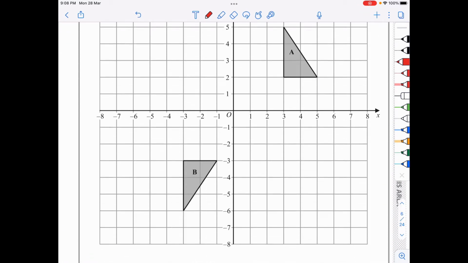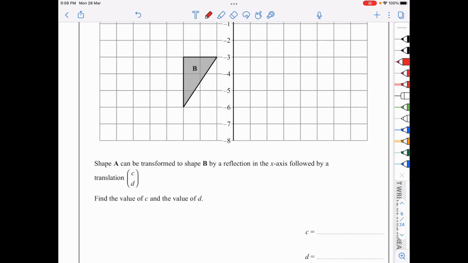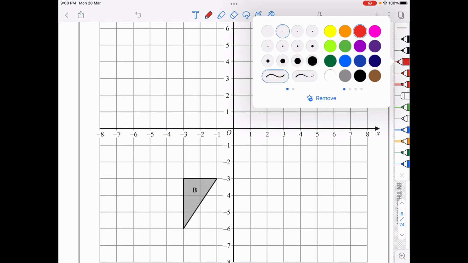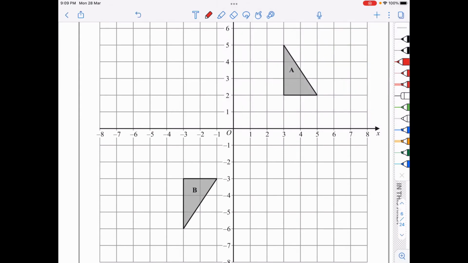In question 5, we are told that the shape A can be transformed to shape B by a reflection in the x-axis followed by a translation by the vector CD. We need to work out the value of C and the value of D. So I will start by performing the first transformation, which is a reflection in the x-axis. So I'm going to take A. If I reflect this along the x-axis, I should be seeing something like this.